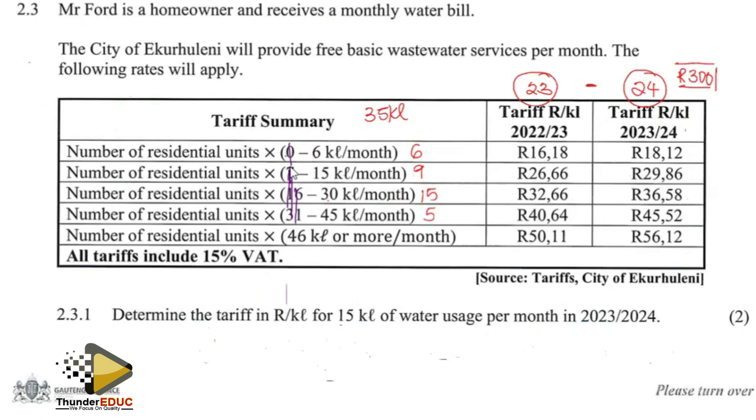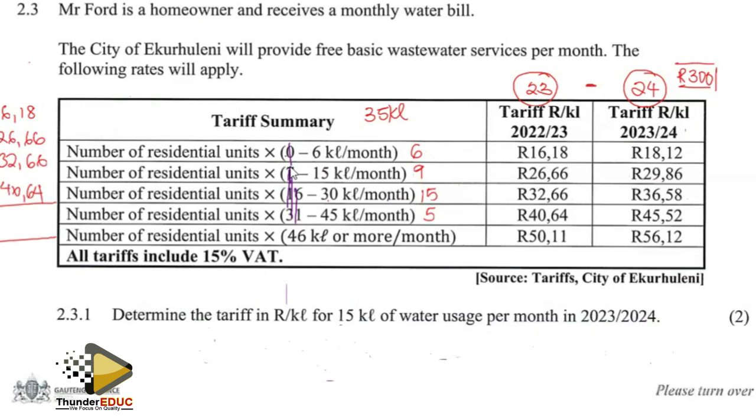So in 2023, let's calculate. We say 6 times 16,18, the 9 times 26,66. I'm looking for the money that's spent in 2023. So for the 15 kiloliters, they were charged 32,66. And the 5 kiloliters belong to this bracket here, 40,64. Add up this money for 2023. Calculate and you add up.